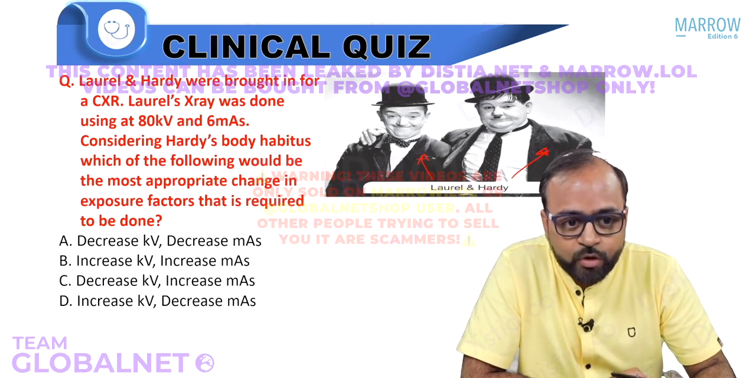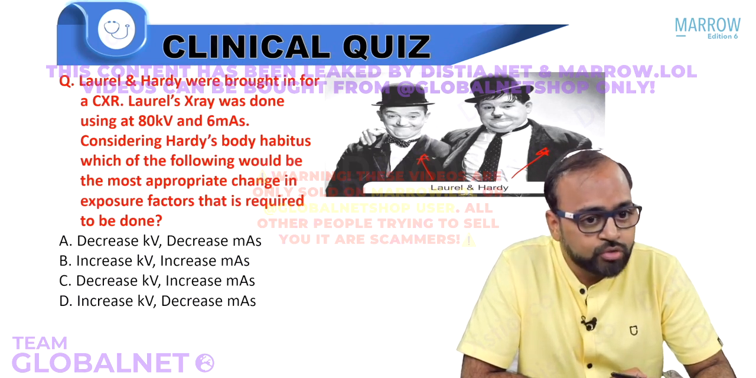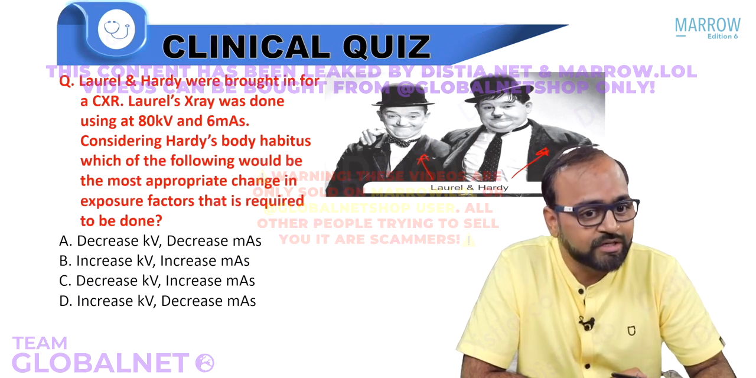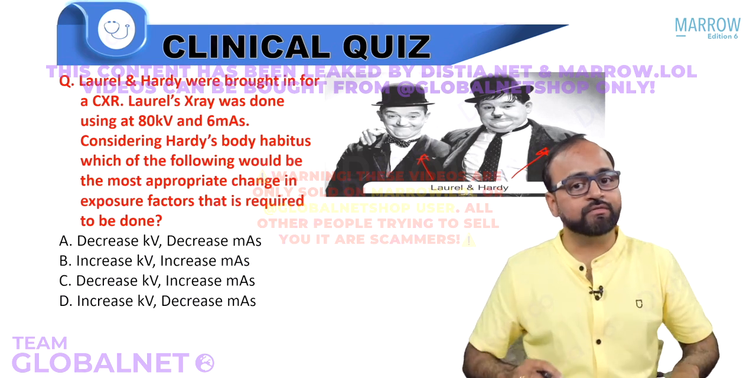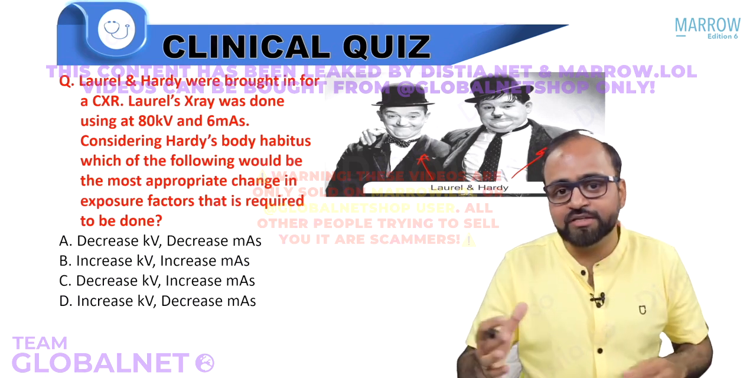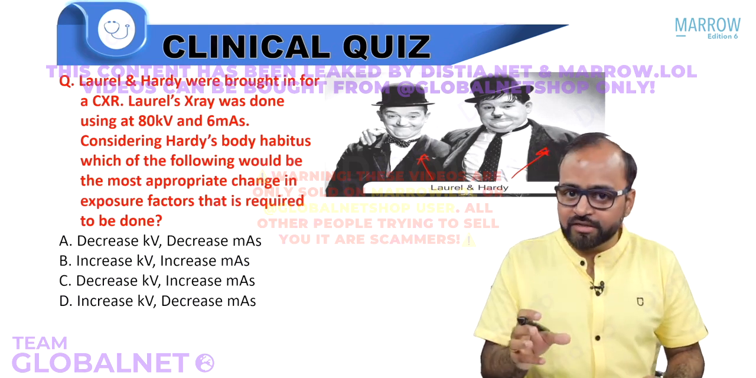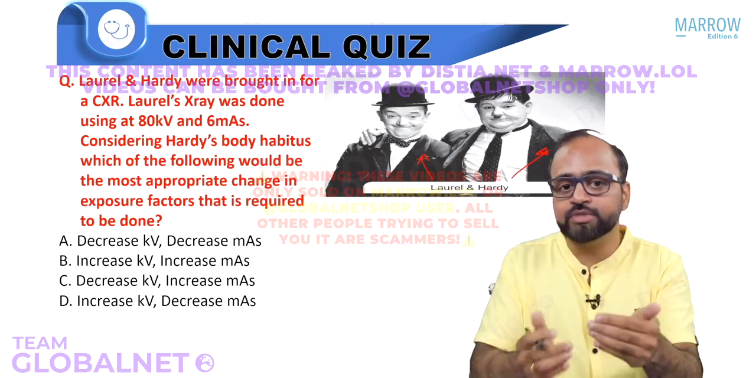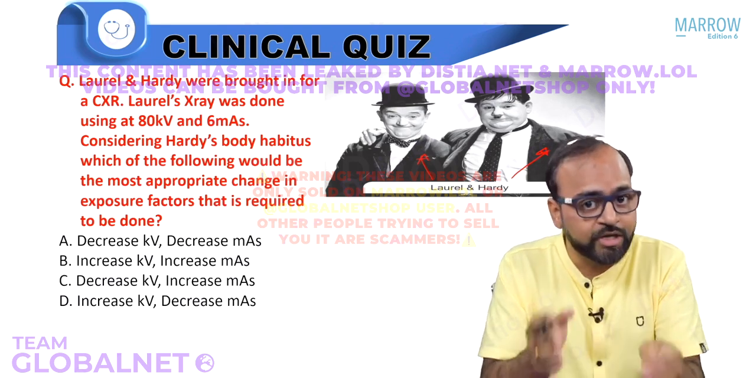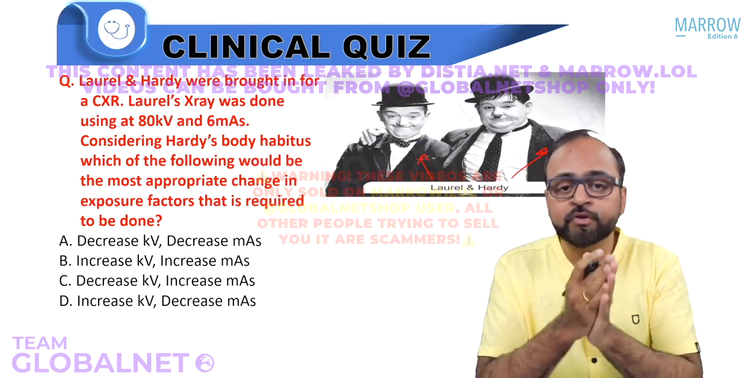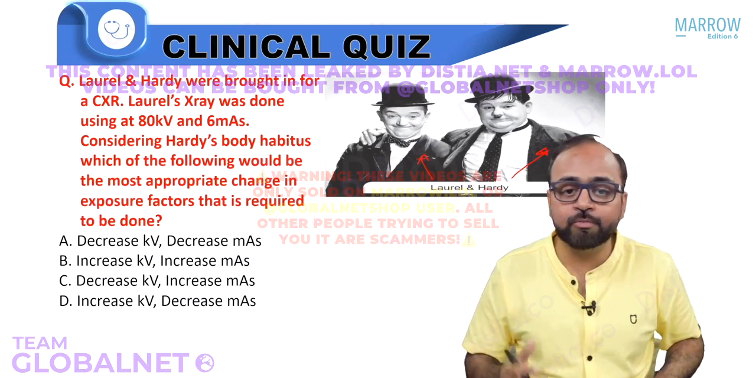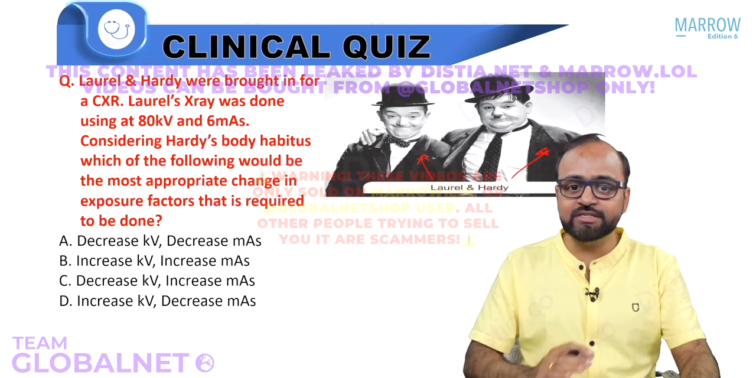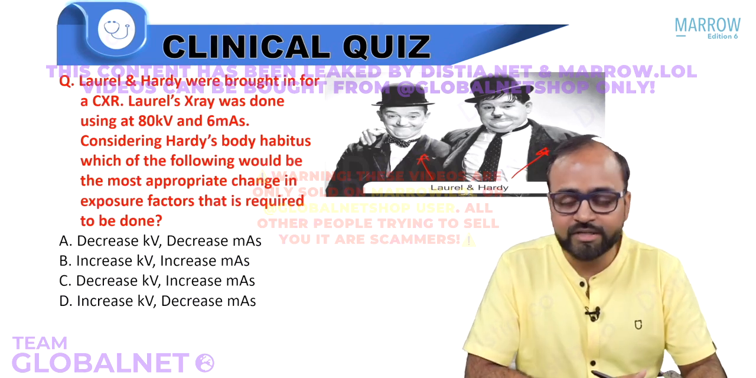Considering Hardy's body habitus, which of the following should be the most appropriate change to be made now, after doing Laurel's X-ray, such that a good radiograph can be obtained? So this is sort of an application-based question. The X-ray technician has to change the kVp and the mAs every time he does a chest X-ray, depending upon the patient's body habitus. How should he change it? How it will affect the X-ray beam quality is something that this question is focusing on. So we'll discuss this when we discuss kVp and mAs in detail.